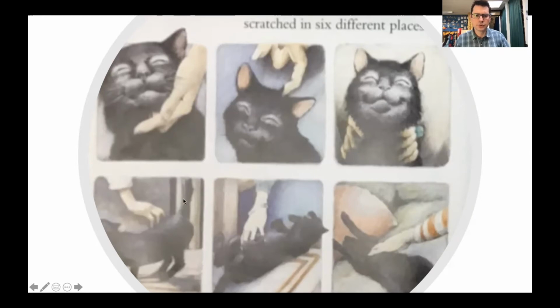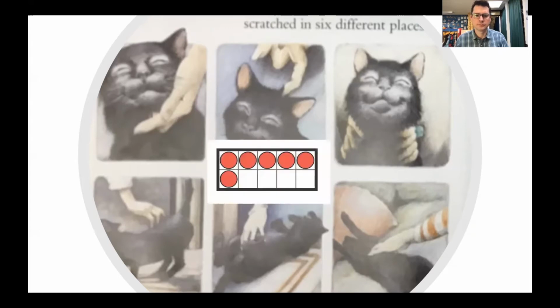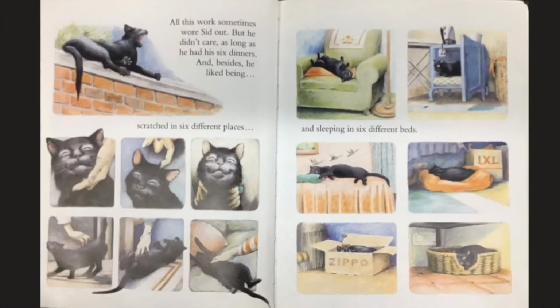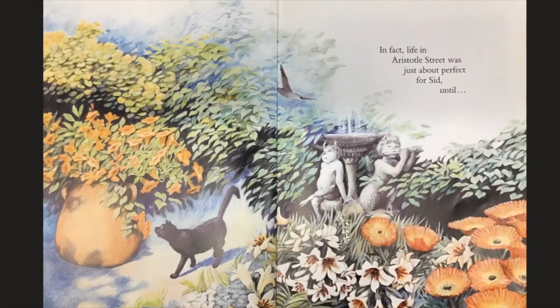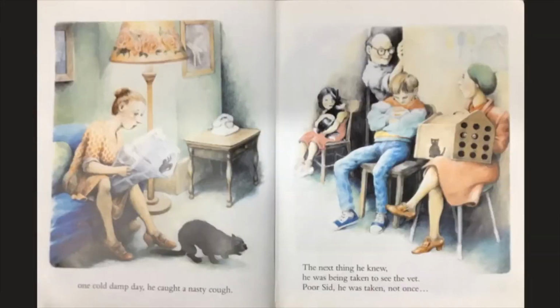We have 2, 2, 2, but still all together we have 6. And sleeping in 6 different beds. In fact, life in Aristotle Street was just about perfect for Sid. Until one cold, damp day, he caught a nasty cough.